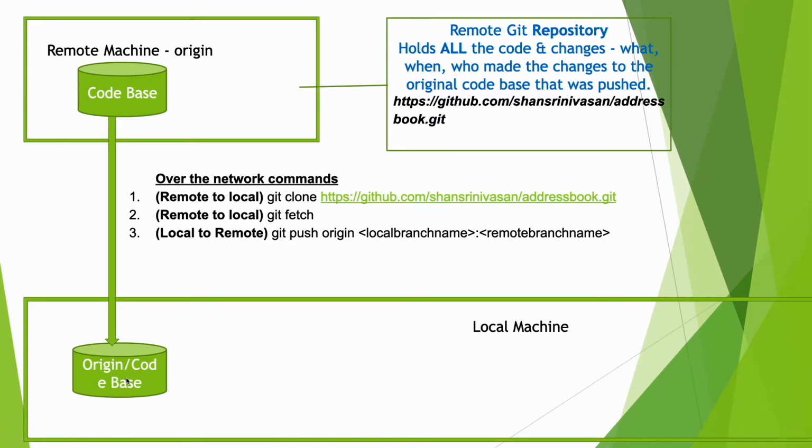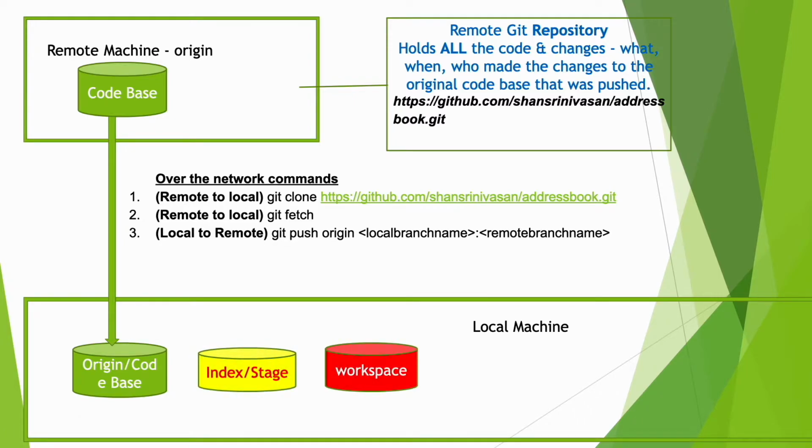One other very important thing that I want you to take away from this presentation is to be able to distinguish what are the commands that go over the network and what are the commands that are within the local machine. So here the over-the-network command, so far we have seen, is git clone, where you got the entire code base from the remote machine to your local machine and you're referring to that as origin/code base, right? Then you have two other areas called index and workspace in the local machine. If it's too confusing, you can ignore it.